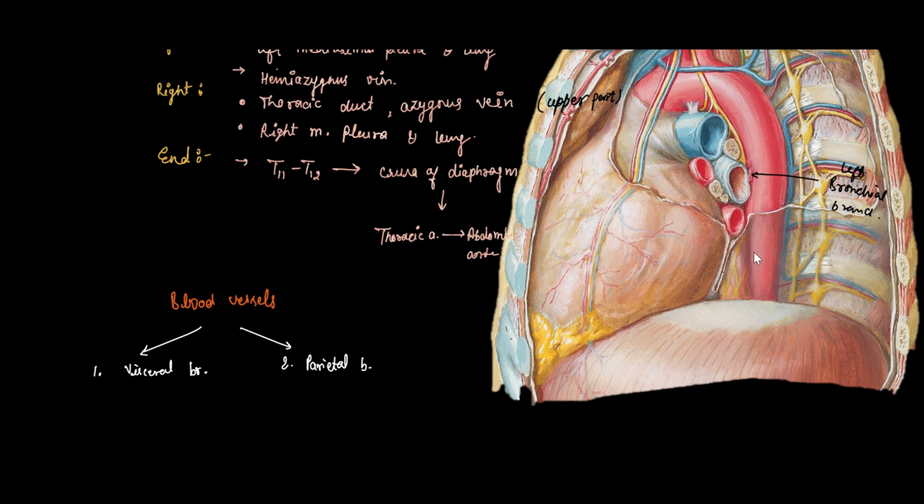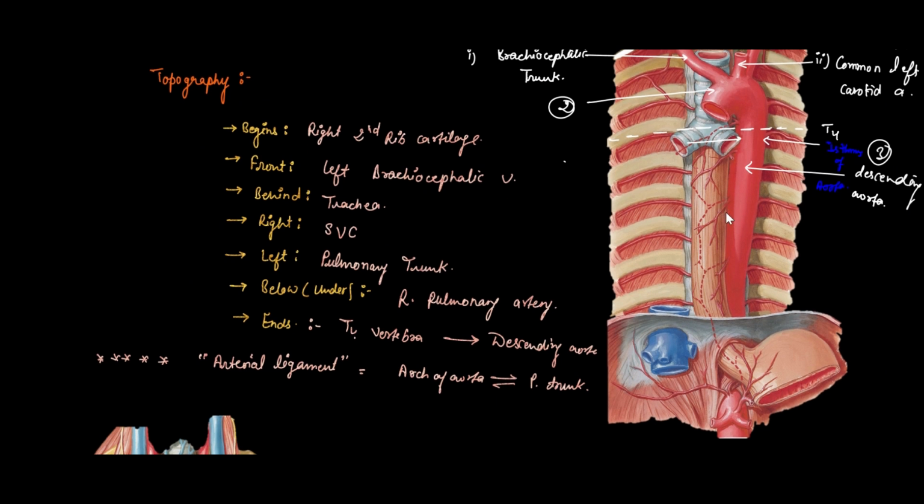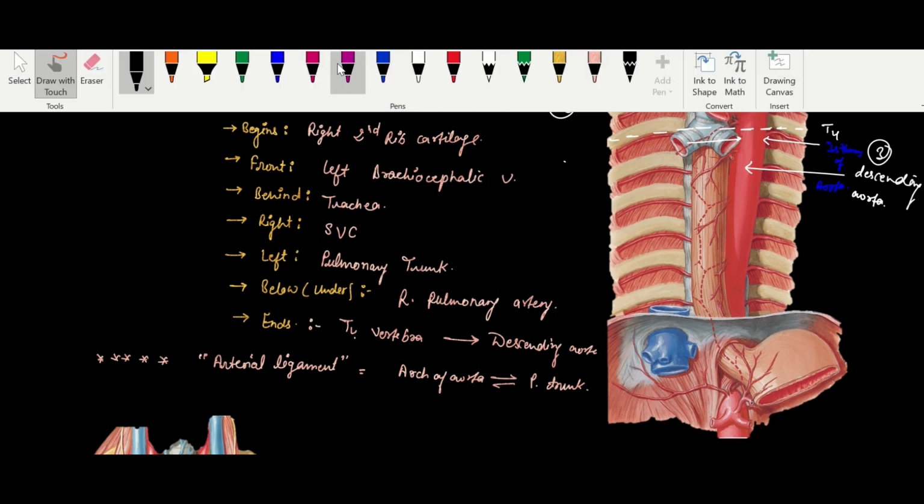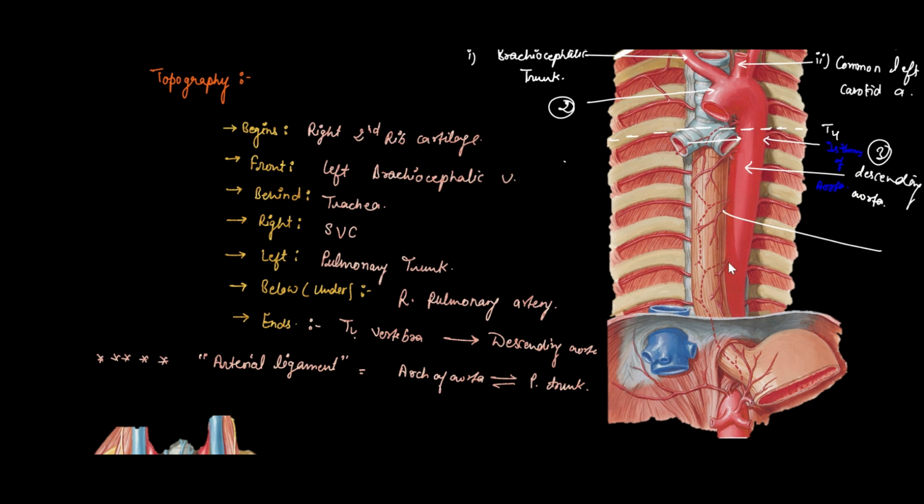The esophageal branches can be clearly seen here. So you can clearly see these esophageal branches which are supplying blood to the esophagus. These are the esophageal branches which are supplying blood to the esophagus.